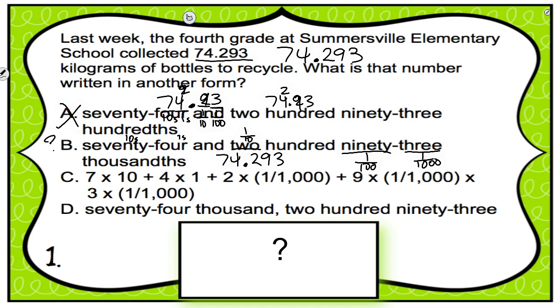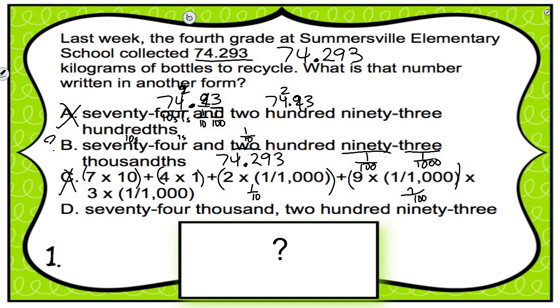So far we're looking good here. Let's look at C. Okay, so far 7 times 10, that's true. 4 times 1, that's true. That means it's in that place value. 2 times 1,000ths, that's not true. The 2 should be times the 1/10. Then the 9 should be times the 100th, not the 1,000th. So C is wrong.